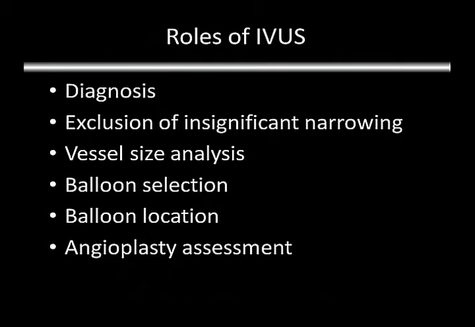So we've talked about diagnosis and exclusion, and the other parts of what we do are vessel analysis and stenosis measurement. We have to determine the size of the vein and the obstruction to select the balloon size, and then do treatment. Then we repeat venography to assess what we've done. You can do that with IVUS, perhaps with a bit more accuracy.